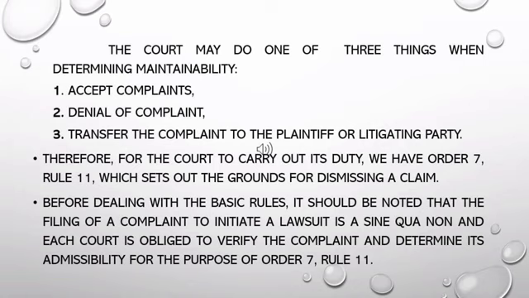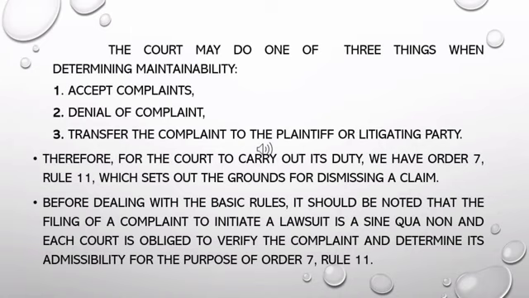Coming to the next part, the rejection of plaint, which is dealt with by Rules 11 to 13 of Order 7. Here the court may do one of three things. As we all know, the court must follow the rules and regulations, and there are many substantial issues raised by the parties. The three things which could be done by the court are: first, acceptance of the complaint; second, denial of the complaint; third, transfer of the complaint to the plaintiff or litigating party.